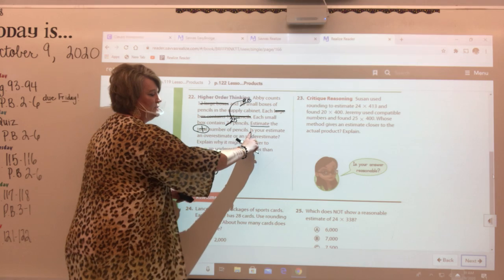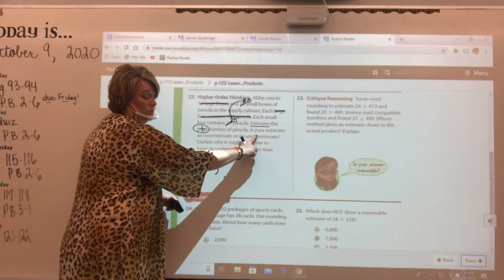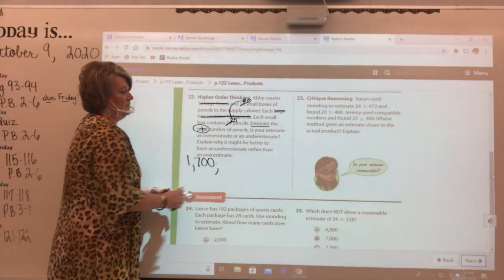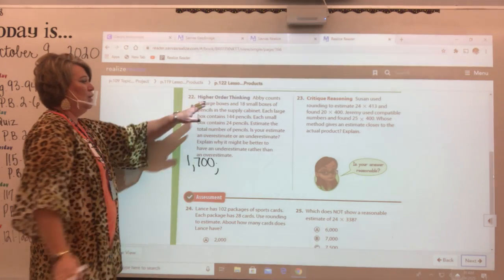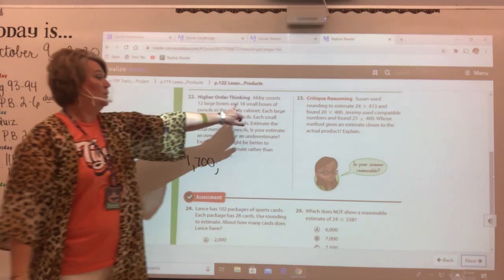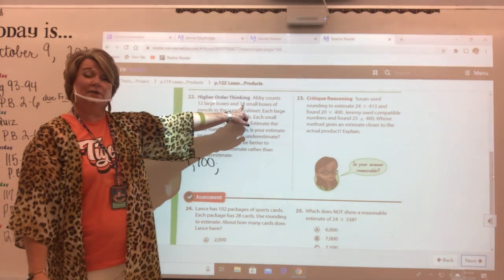Is your estimate an overestimate or an underestimate? Well, let's see. What in the world? I'm going to erase some of this so we can kind of look at it again. Did we change 12? No, we left it the same. What do we do to 18? Did we go over or under? Over. Not by very much, though.